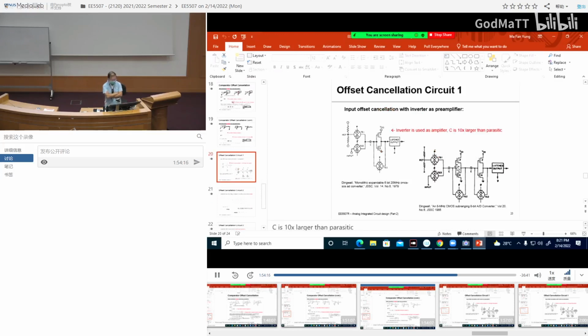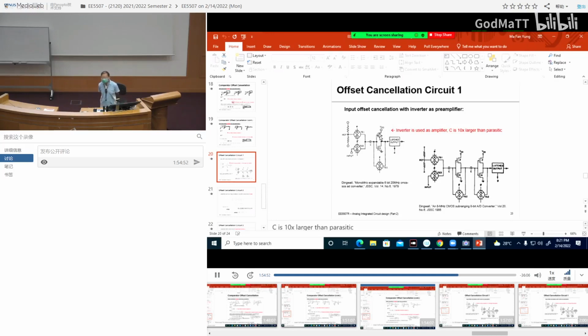So here is one example, or two examples by the same author, Dingwall. This circuit in 1979, this circuit 6 years later in 1985. So you can see here, what is going on here? What circuit is this? Inverter, anybody else? Inverter, right? Simple circuit, inverter.